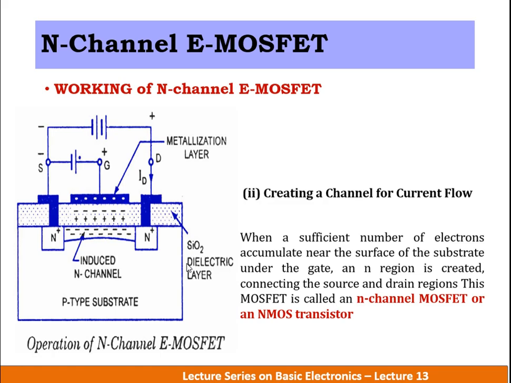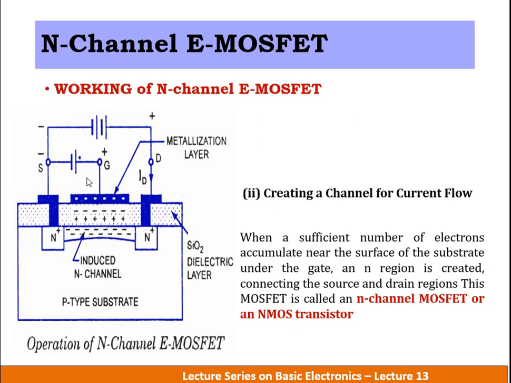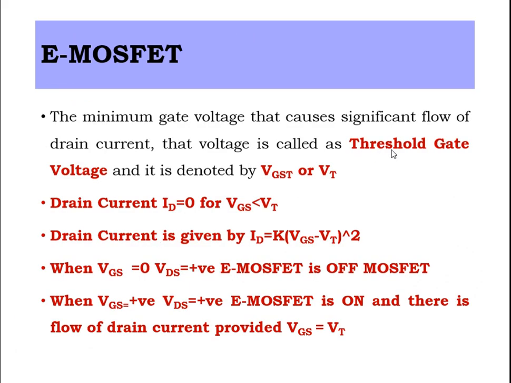So this is regarding the working of an N-channel eMOSFET. There is a minimum gate voltage required for the significant flow of current. That particular voltage we call the threshold gate voltage. So now the question is, what should be the minimum gate voltage that needs to be applied for creation of this channel as well as for the flow of drain current? That particular voltage we call the threshold gate voltage.